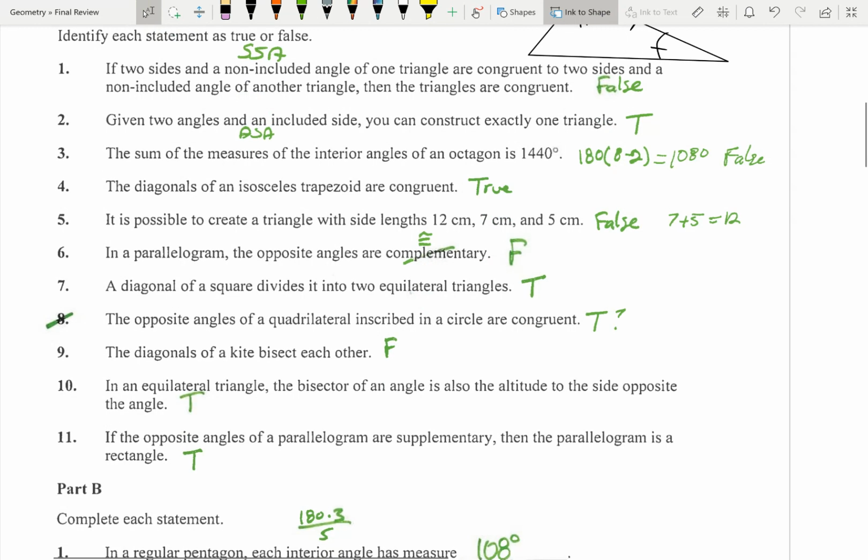The sum of the measures of the interior angles of an octagon is 1,440. That's false because an octagon has 8 sides, and the equation is 8 minus 2 times 180, which is 1,080. Another way to think about it is that an octagon has 6 triangles inside of it if you divide it up. Each triangle has 180 degrees, and 6 times 180 is 1,080.